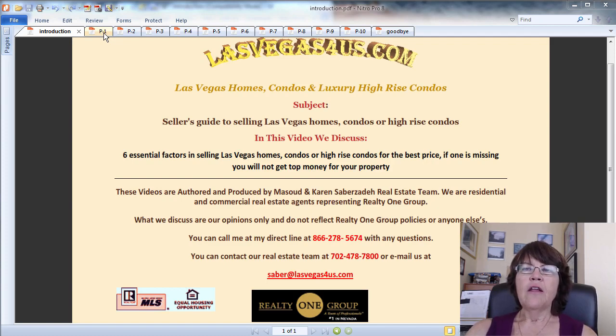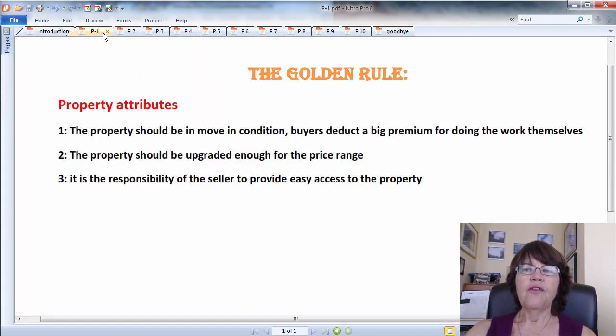Seller's Guide to Selling Las Vegas Homes, Condos, or High-Rise Condos. Here is the golden rule for selling Las Vegas homes, condos, or high-rise condos for the best price. Property attributes. 1. The property should be in move-in condition.